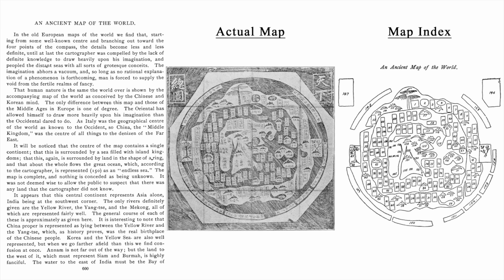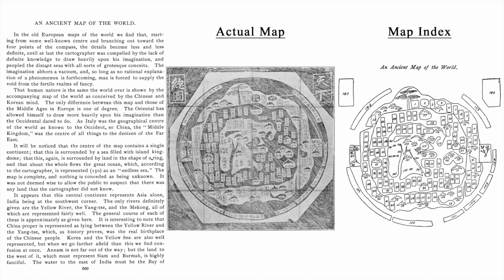It is interesting to note that China proper is represented as lying between the Yellow River and the Yangtze, which, as history proves, was the real birthplace of the Chinese people. Korea and the Yellow Sea are also well represented, but when we go farther afield than this, we find confusion at once. Annam is not far out of the way, but the land to the west of it, which must represent Siam and Burma, is highly fanciful.